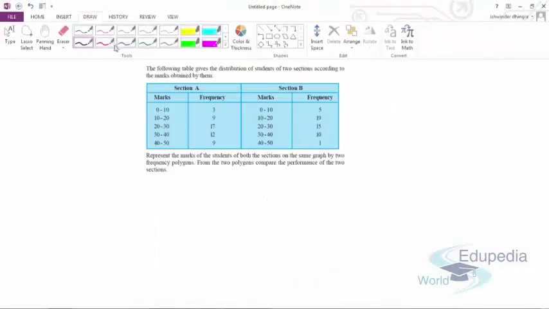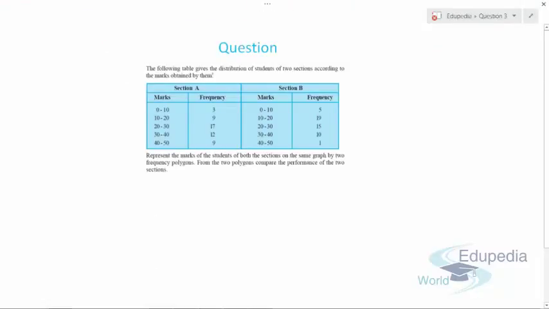Now the question says that the following table gives the distribution of students of two sections according to the marks obtained by them. You need to represent the marks of the students of both the sections on the same graph, by two frequency polygons. So we need to draw two frequency polygons, and from the two frequency polygons we need to compare the performance of the two sections. Right? So first of all, for frequency polygons we need to check the class width. So it's all the same. Right? Then we need to have a midpoint. Before that we need to have one succeeding class and one preceding class with frequency 0, so that we can close the polygon. Right?